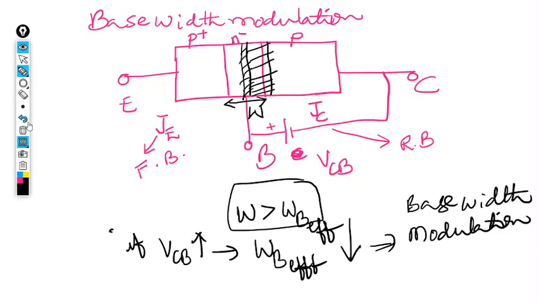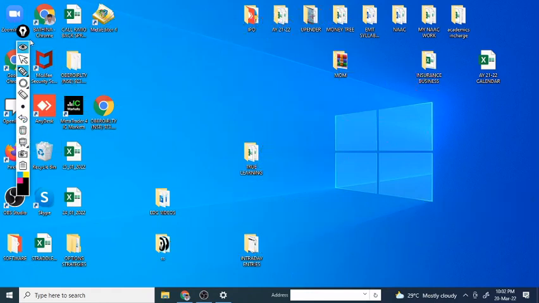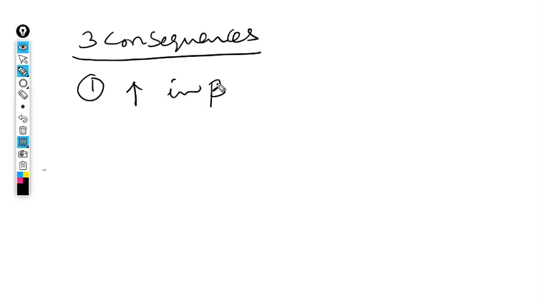We have three consequences of this base width modulation, and we will see them one by one. The first one is an increment in beta. How will beta be affected due to base width modulation?